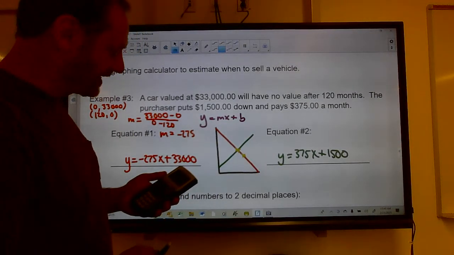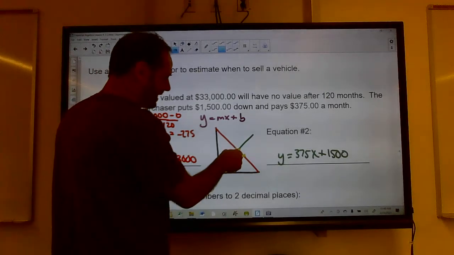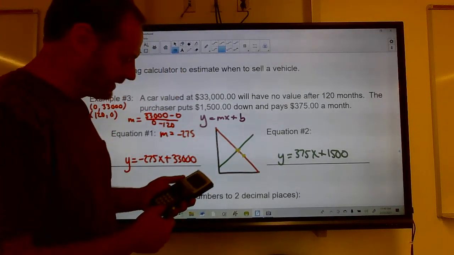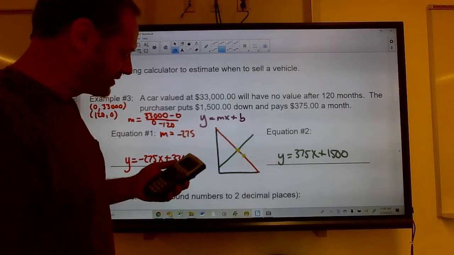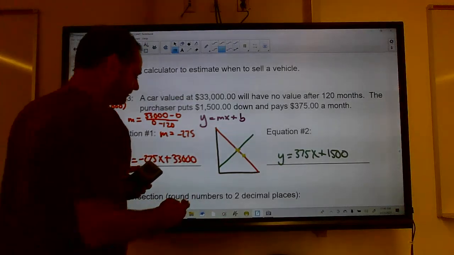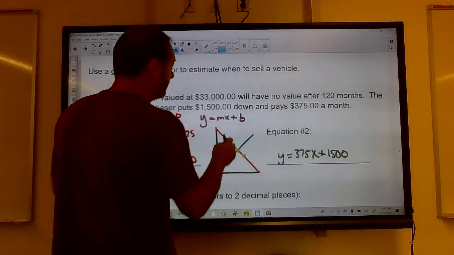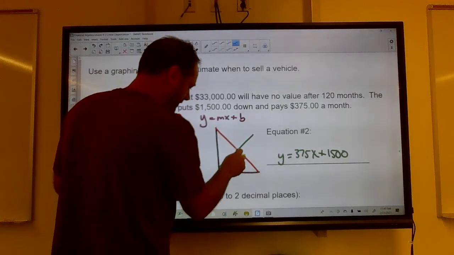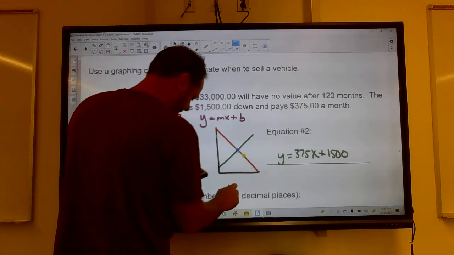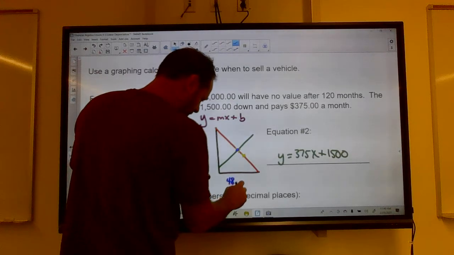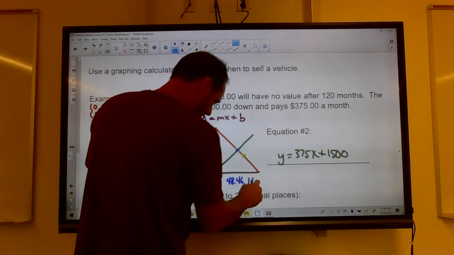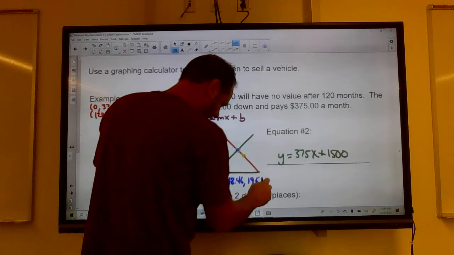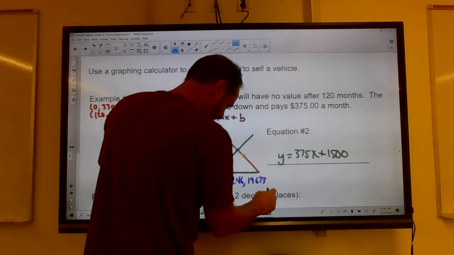Now it says second curve. It's already on that spot on the second curve, now on the green line. So I just hit enter again, and it says guess, and I hit enter a third time, and it tells me the intersection is the point. So this point right here is the point 48.46, 19,673.08.